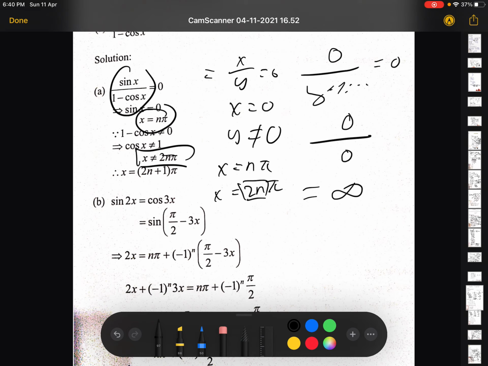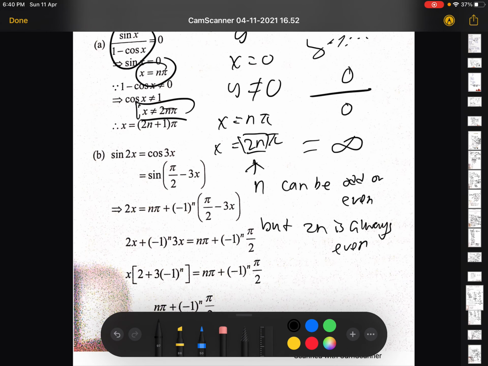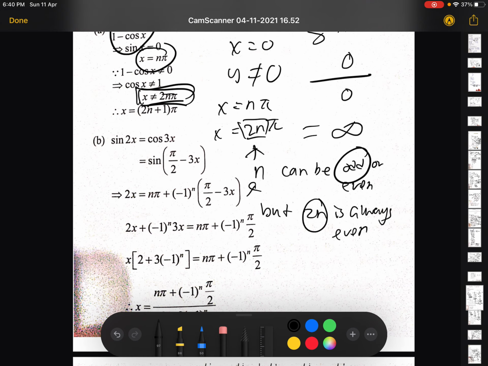Now remember, we're talking about general solution. So this n can be whatever you want. It can be k, it can be 2k. But this implies that your angle will always be even. So n can be odd or even, but 2n is always even. Because 2n is always even, that means x cannot have n being even. So n must only be odd. Since n can only be odd, the general term for odd is 2n plus 1. So that's why you have (2n plus 1) pi here.